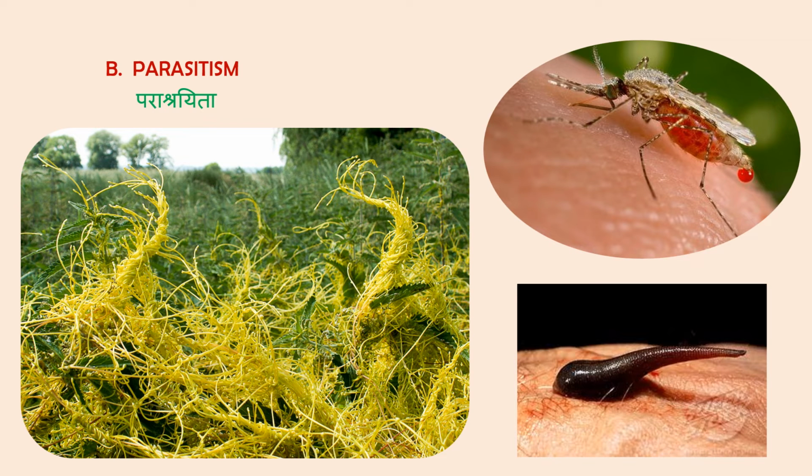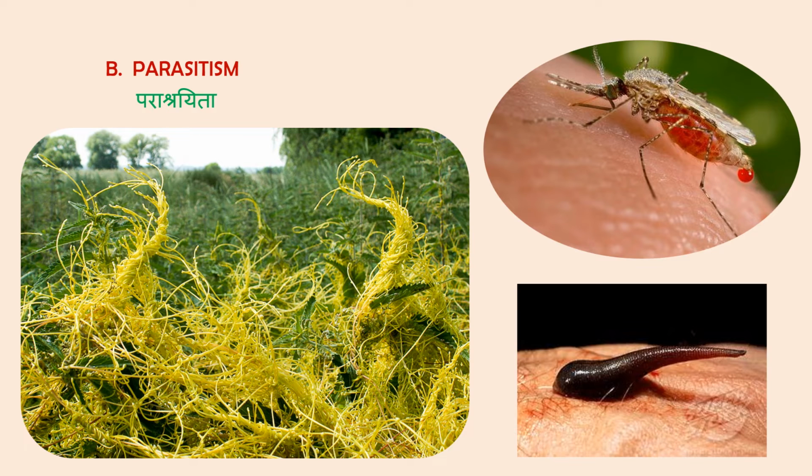Next is parasitism, parashrayata. Here it is a close relationship between the species where one organism, that is the parasite, lives on or inside another organism, that is the host, causing it some harm, and is adapted structurally to its life.